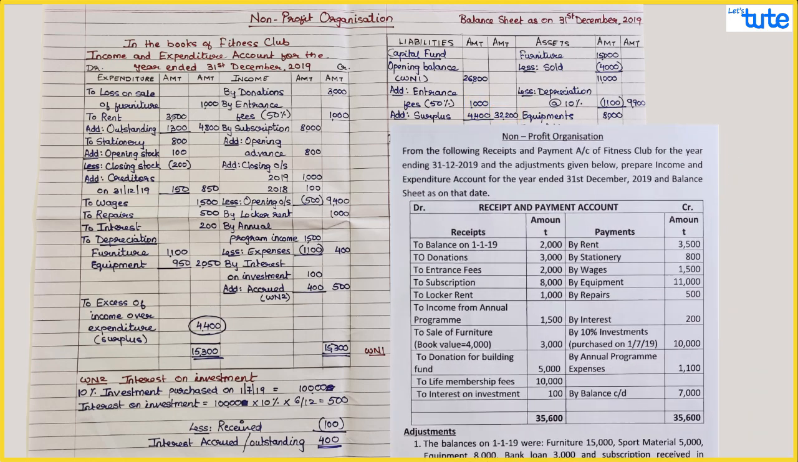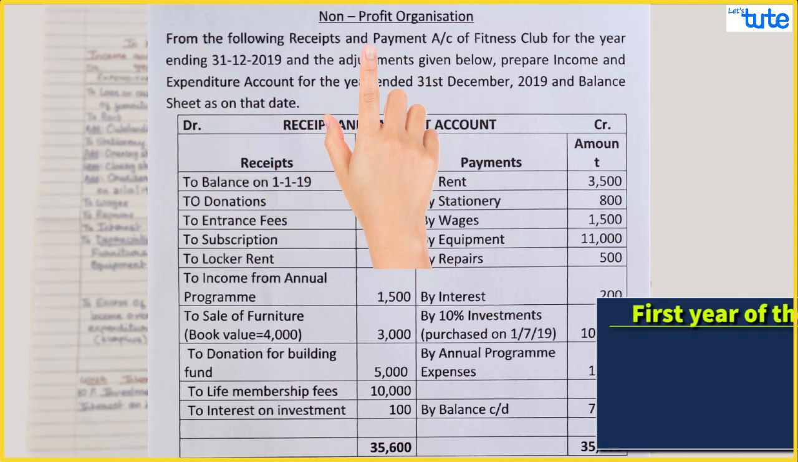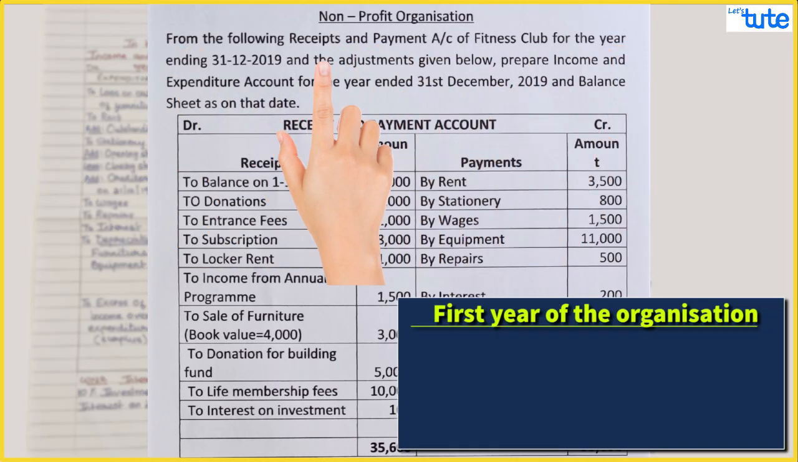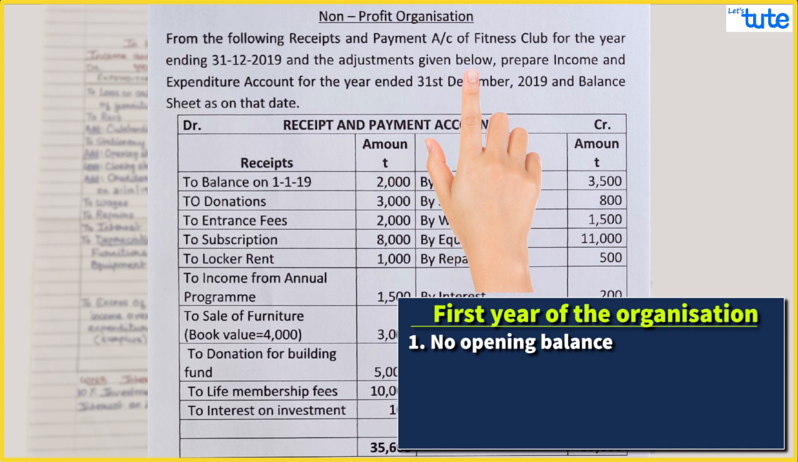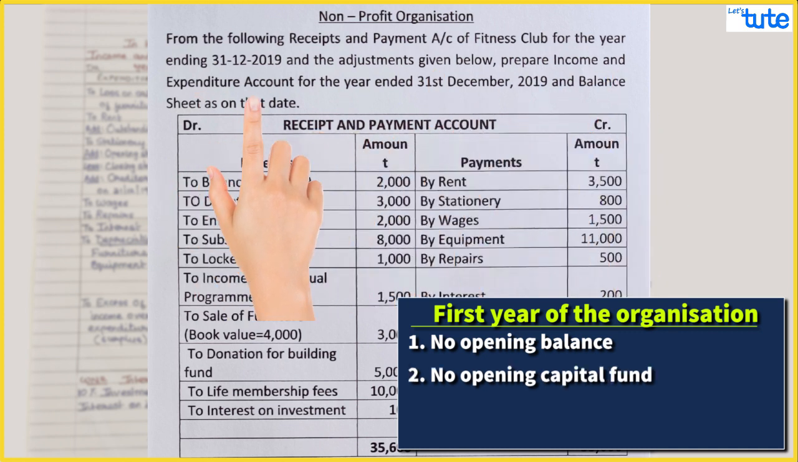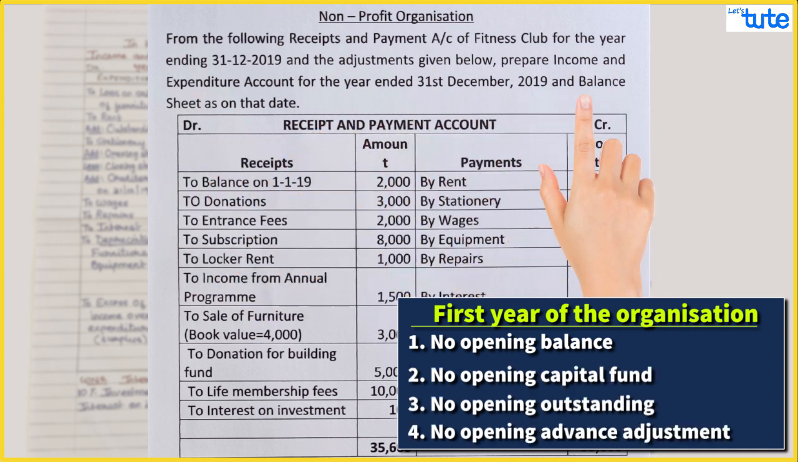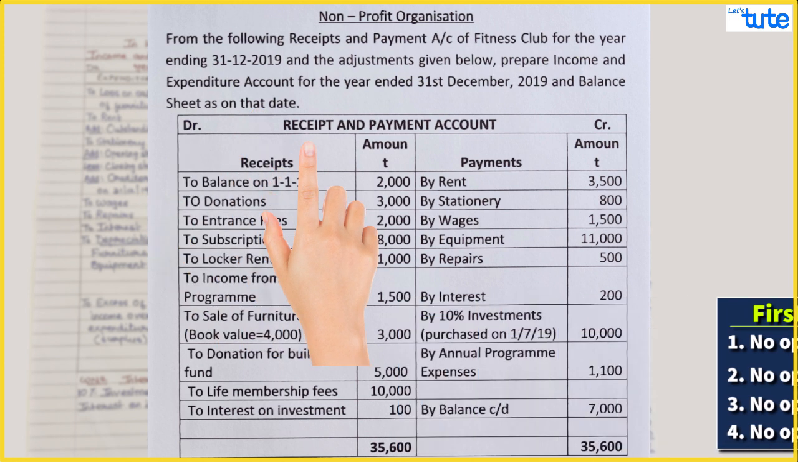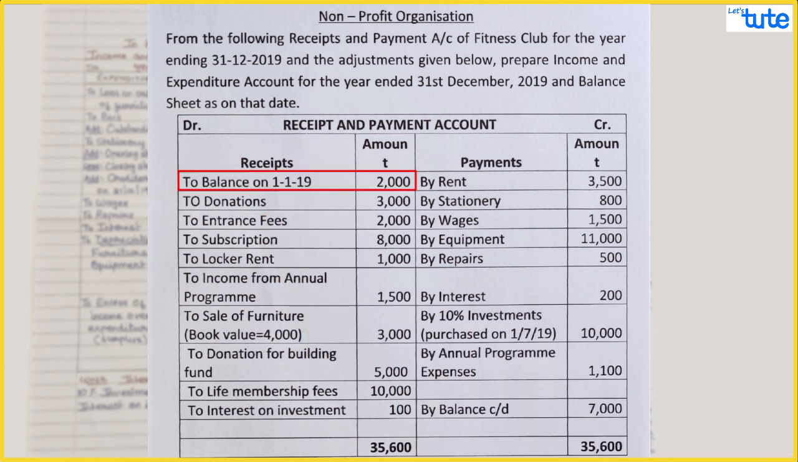But at this time, please do check whether it is the first year of the organization. If yes, then there would be no opening balances, no opening capital fund, and no opening outstanding or opening advance adjustments. Here, there is an opening balance in receipts and payment account. Therefore, this is not the first year of the organization.